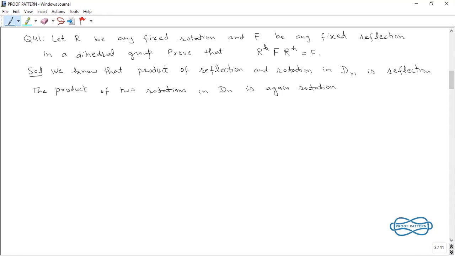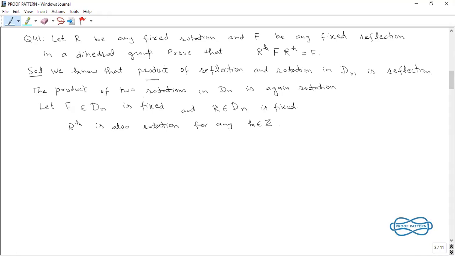So we start: let f belonging to Dn be a reflection, fixed, and r, which is a rotation belonging to Dn, be fixed. Let us consider r^k, which is also a rotation for any k belonging to the set of integers, because it is actually the composition of r with itself k times, and we have seen that the product of rotations is again a rotation. So r^k is also a rotation.